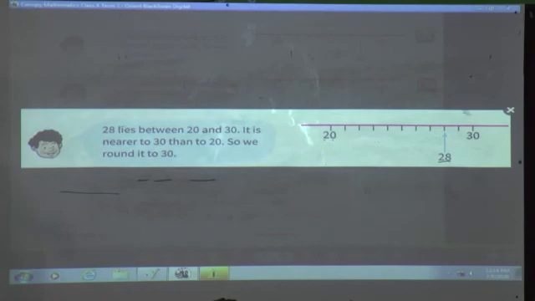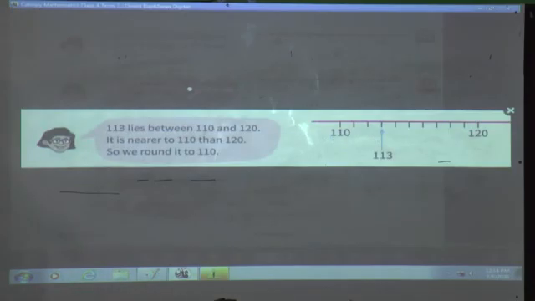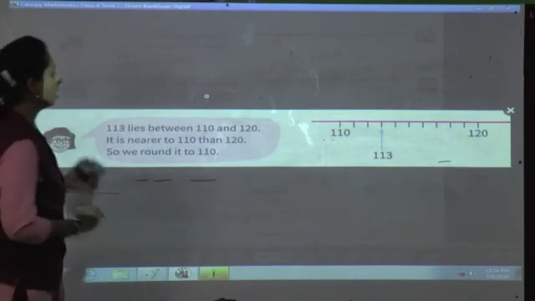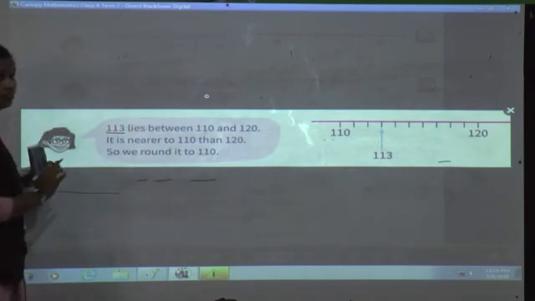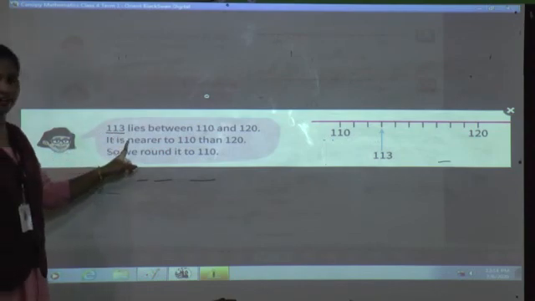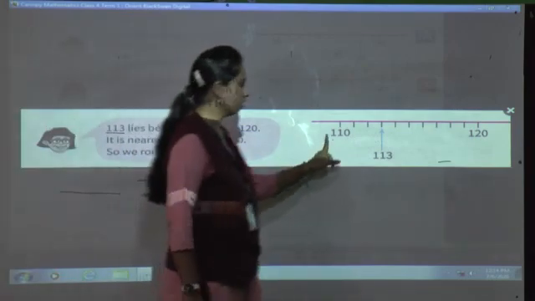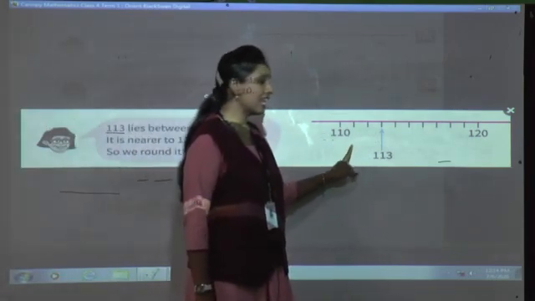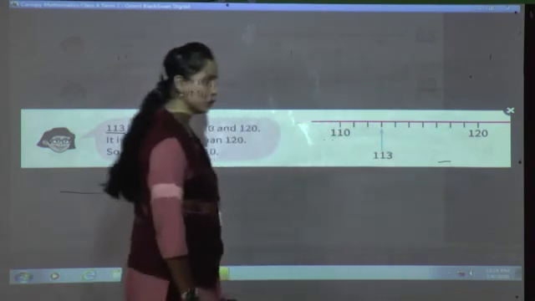Now let us explain one more example for you. We have seen tens, nearest to tens. Now we are going to see the hundreds place. The number is 113. Now we have to see what is the nearest to 113. You can see in this picture that 113 lies between 110 and 120.